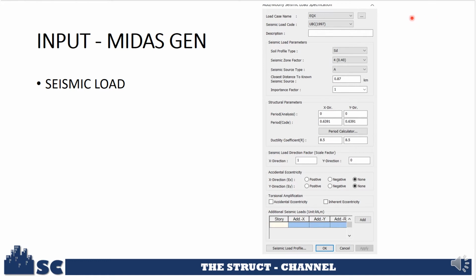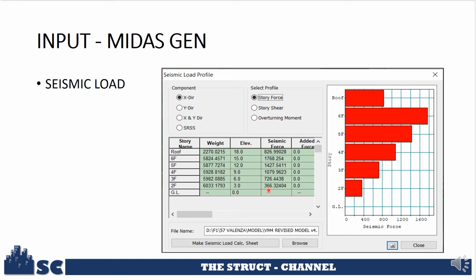For the seismic load, the same thing. You will have to input the seismic load code. Right now, NSCP 2015 adopts the UBC 1997. So you have to input these parameters: the soil profile type, the seismic zoning, the seismic source type, the distance from the nearest fault line, and other seismic design parameters like the ductility coefficients. Then this shows the seismic load distributions per floor of the building.